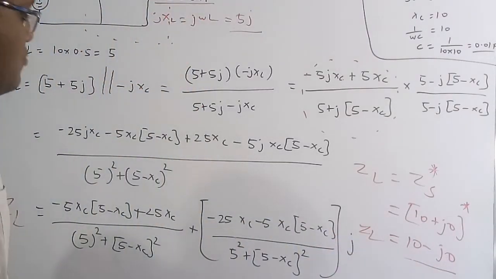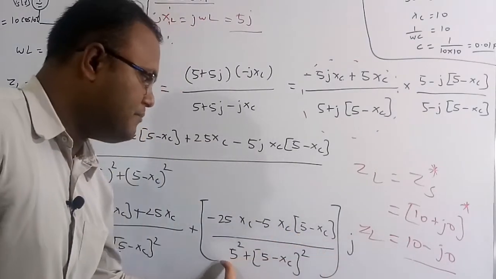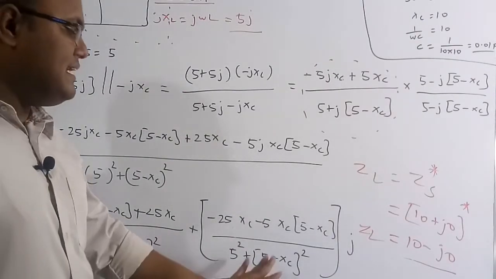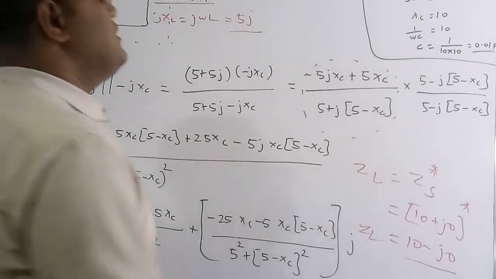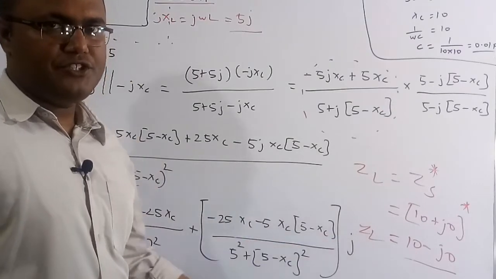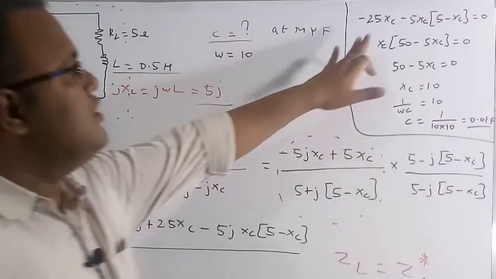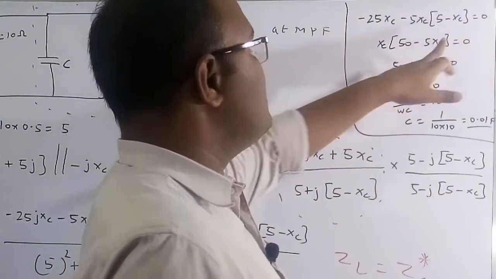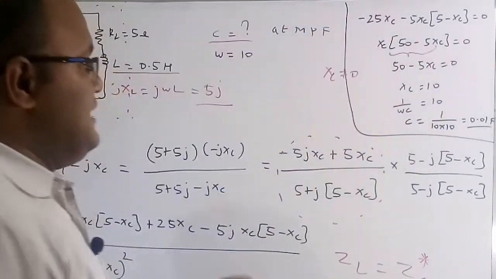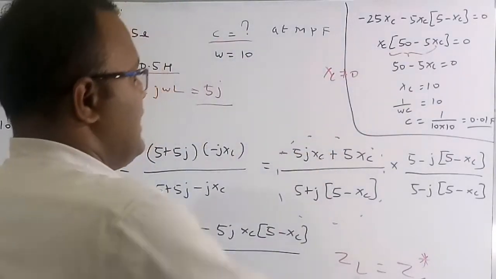Now I am going to equate the real part to 10 and the imaginary part to 0. Only the imaginary part is equal to 0, which means this value into any 0 is again 0, and the denominator into 0 is again 0. So only the upper part I am going to equate to 0. Now there is only one equation: XC into 50 minus 5XC equals 0. Since XC is not equal to 0, 50 minus 5XC has to be equal to 0. So XC is equal to 10.